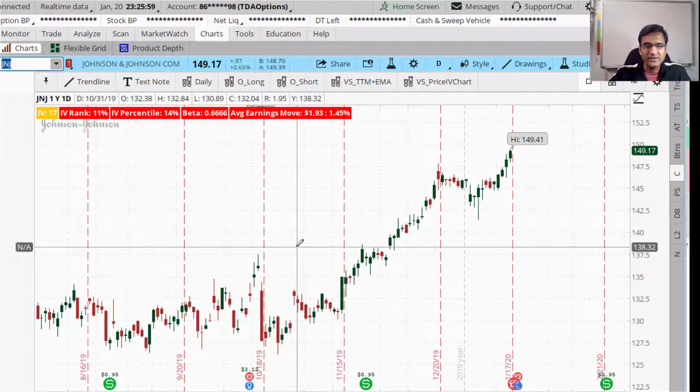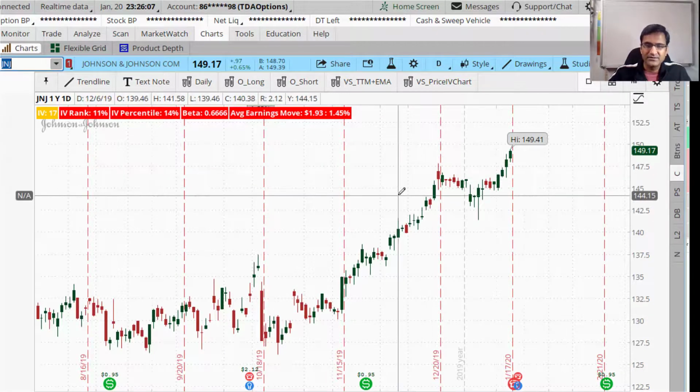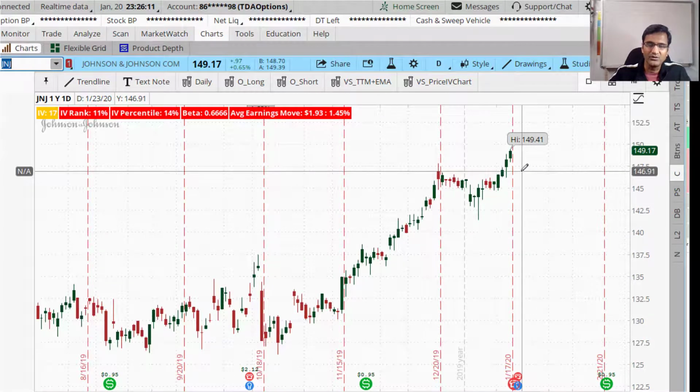So this is how you manage a strangle. We took an example where the stock was challenging the call side. Similarly, if the stock was challenging on the put side, we would have rolled down our call. Same concept. Every time you get an opportunity to collect additional premium without adding any additional risk.